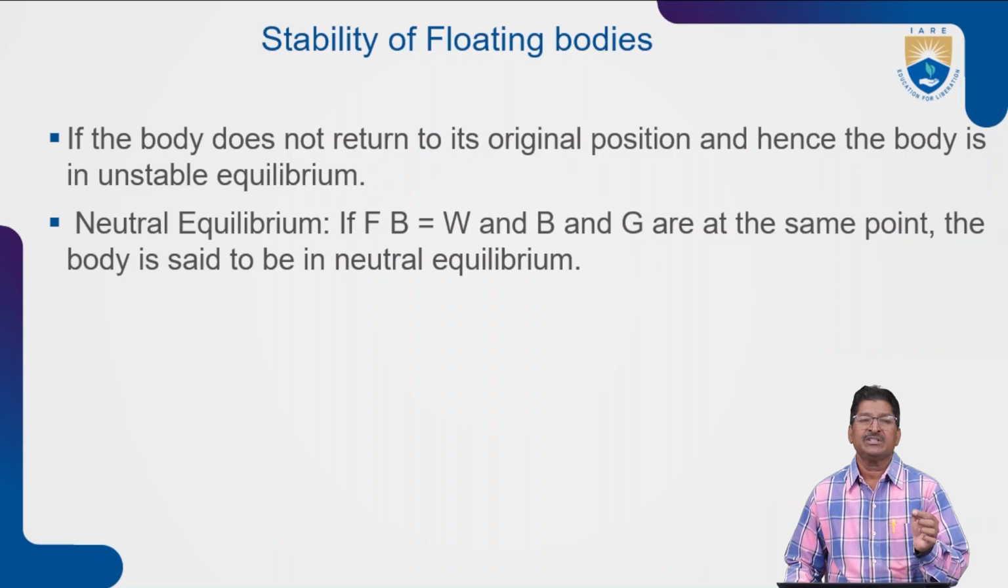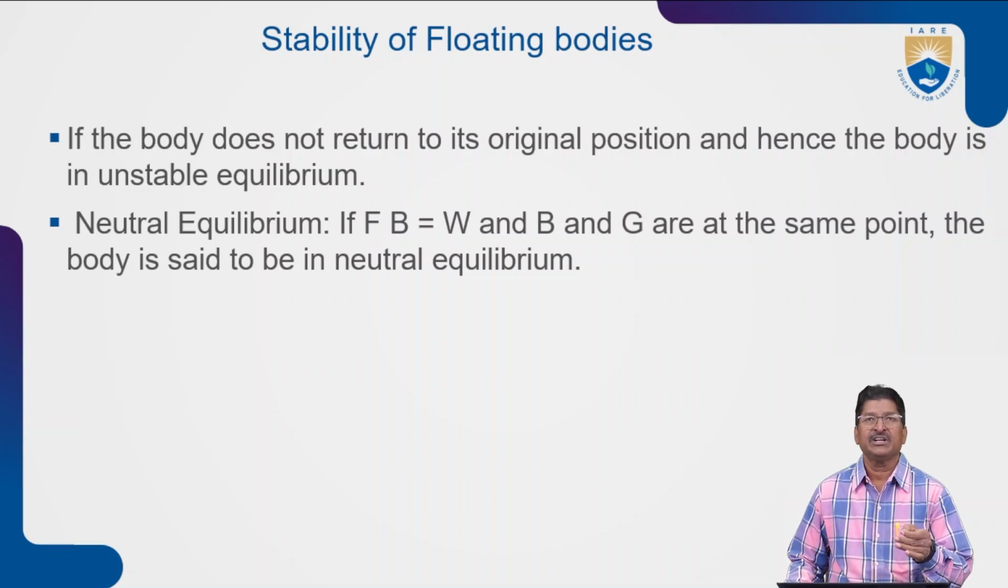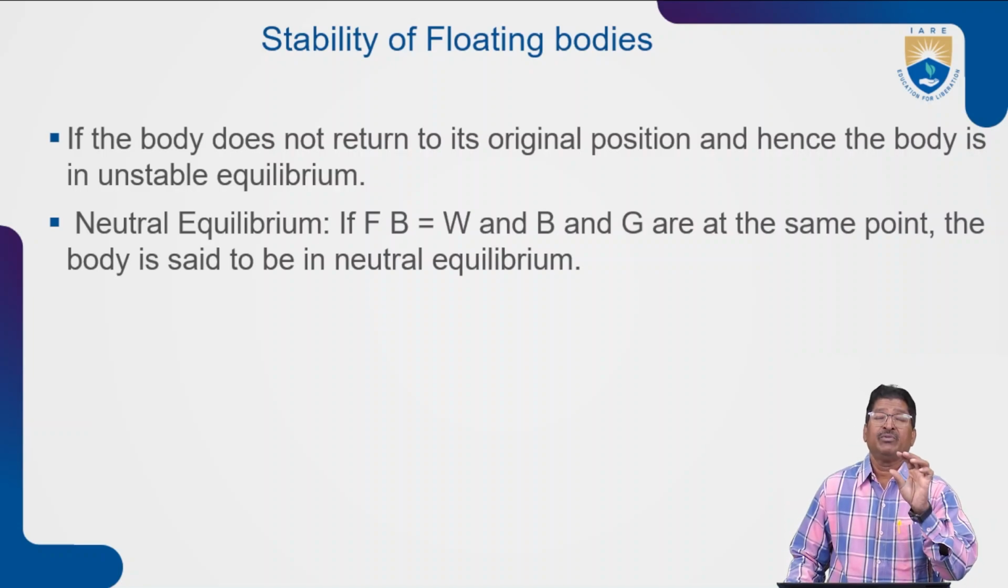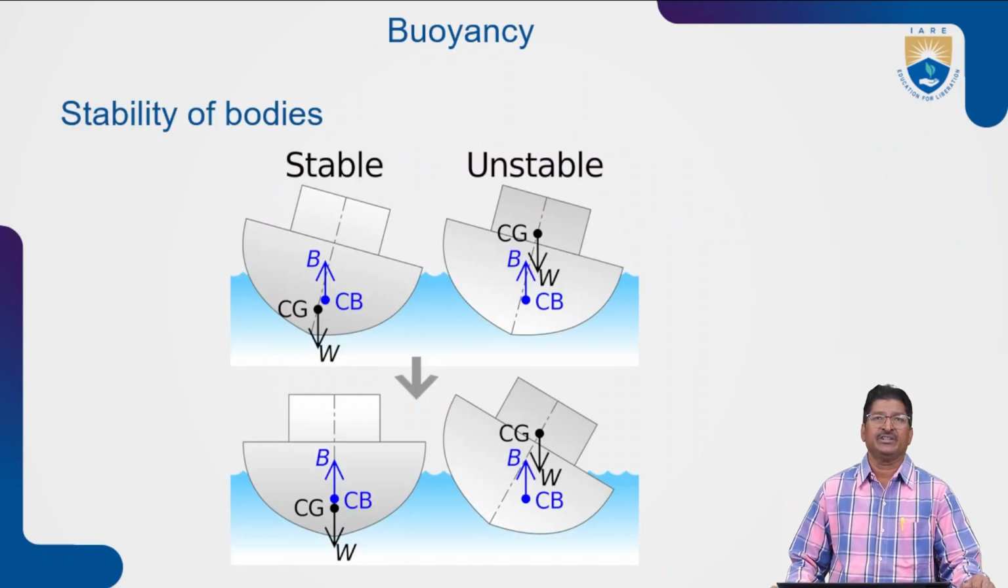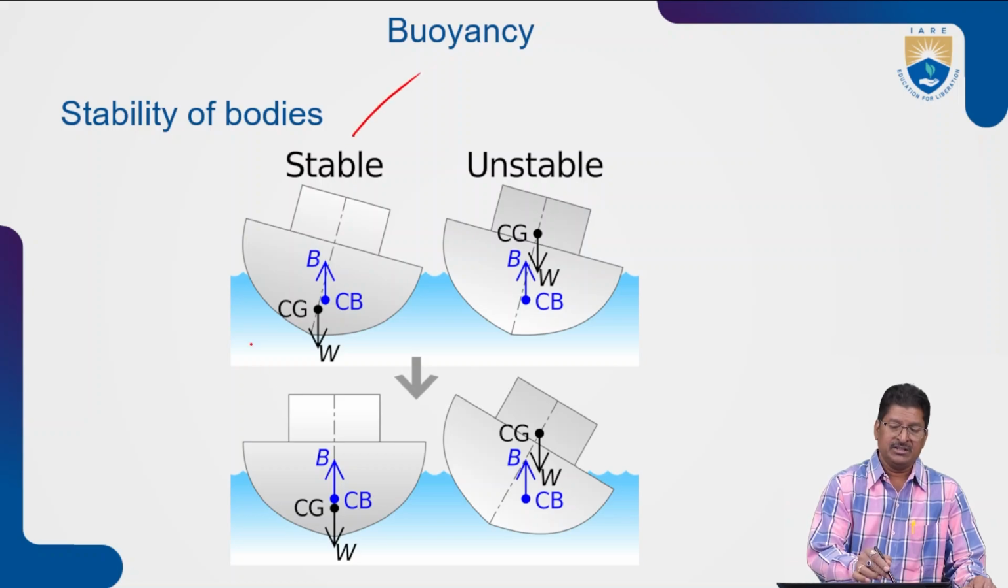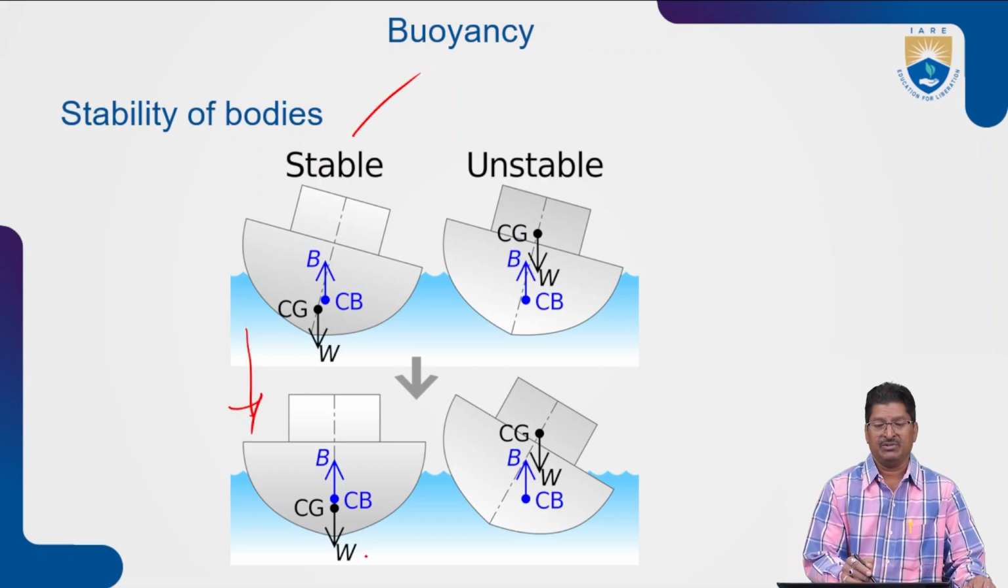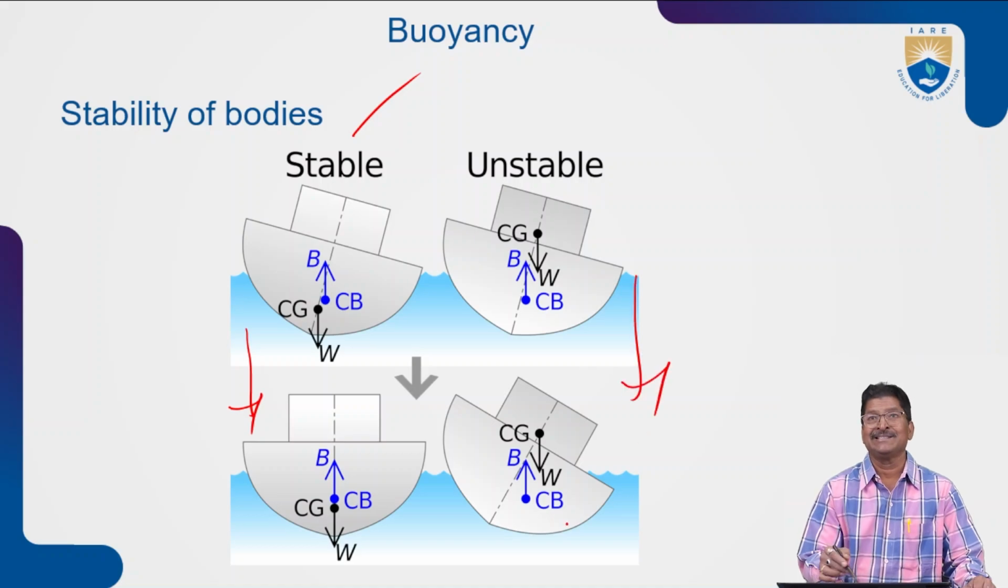So stable means W is acting at the downside. That means the buoyancy point is above the weight of that object, the ship. Then it is stable. If the buoyancy is below the center of gravity of the ship, then it is unstable equilibrium. It will never come to its original position. So you can see in these figures, in the first figure it is a stable condition, because it gets its original position. In the unstable one it sinks because of the moment formation, couple formation.